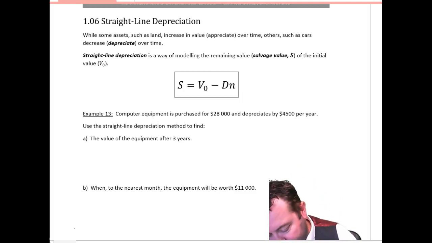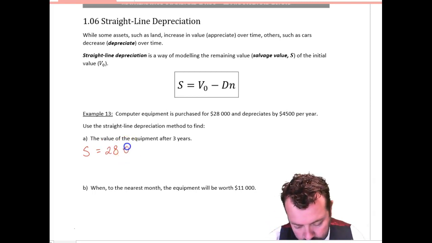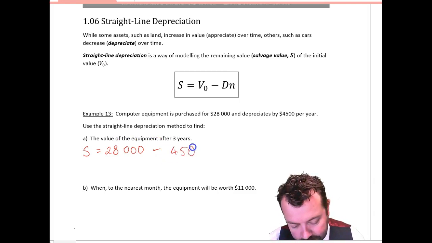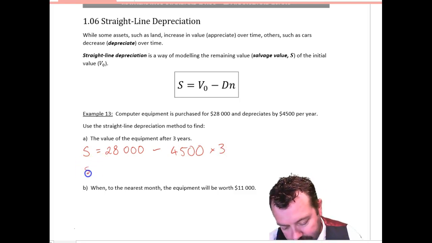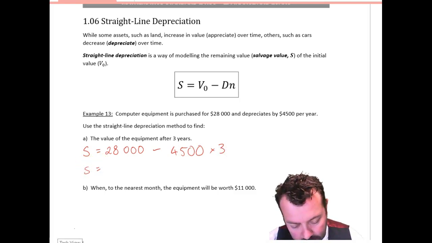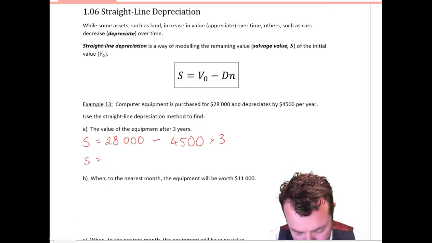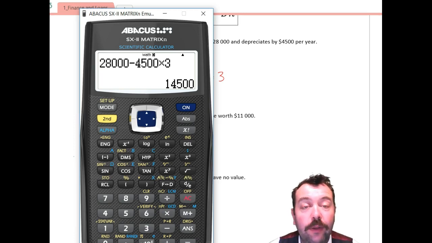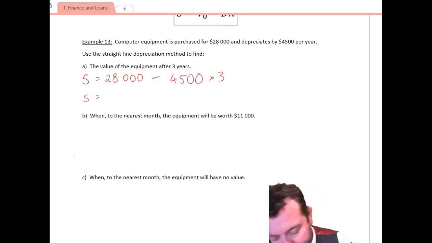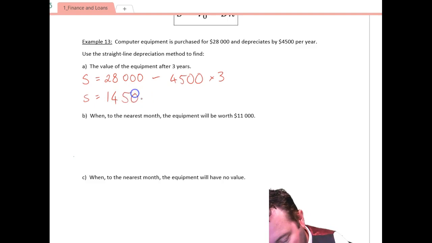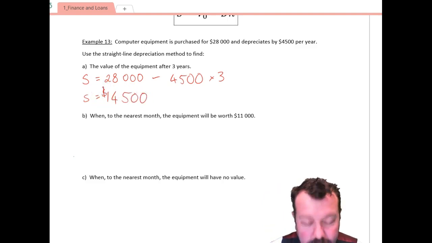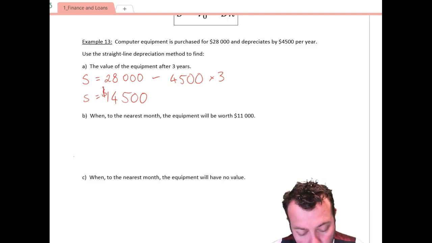In that case, I'm going to say that my salvage value, S, is equal to my initial value, $28,000, minus my rate of depreciation, 4,500, multiplied by the number of years, which is 3. That means my salvage value, the value of the equipment after 3 years, is $14,500.